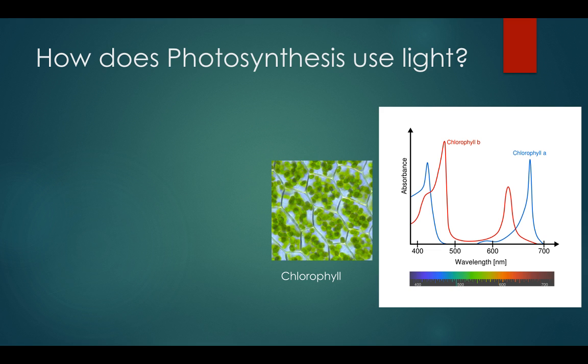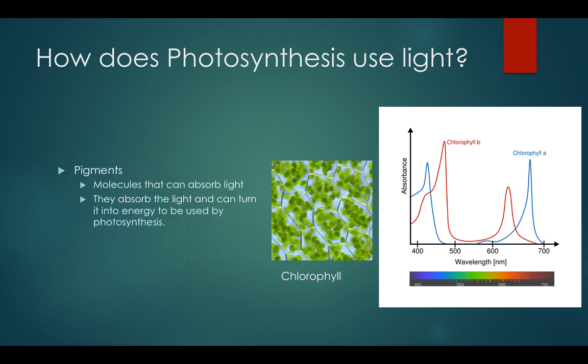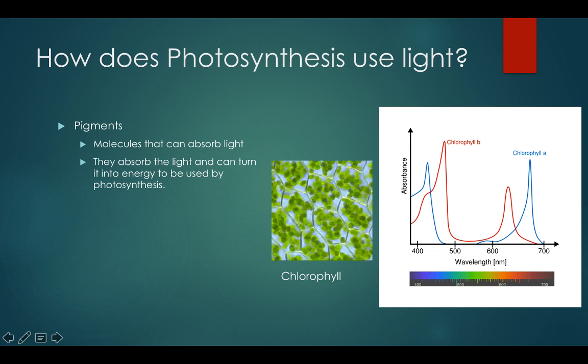Well, the first step in that process is something called photosynthesis. Photosynthesis is basically when you take light and you turn it into energy that the body can use. Well, how does it do that? It does that using something we call pigments. Pigments are molecules that can absorb light. They absorb light and they can turn that light into energy that is later going to be used by photosynthesis.